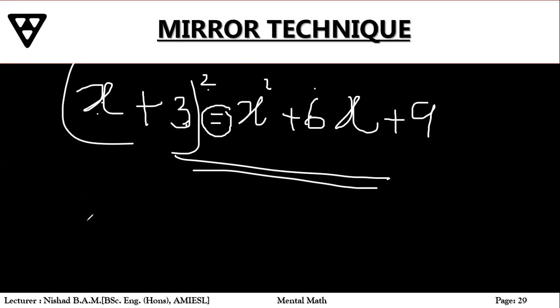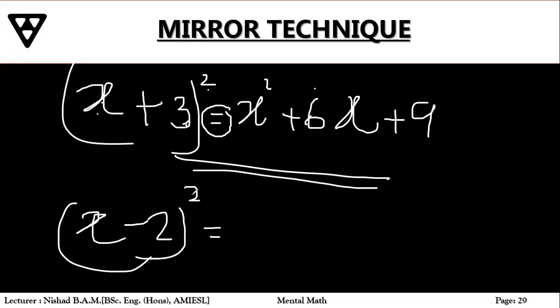Okay. So how much will it be? (x minus 2) squared, how much will it be? x square, okay. Minus 2 square, how much will it be? Minus 2 times minus 2. 2 times 2 will be 4. Minus times minus will be plus. If you multiply 2 minuses together, the answer will be plus. If you multiply 3 minuses together, the answer will be minus. If you multiply 4 minuses, it will be plus. Likewise, it goes on.